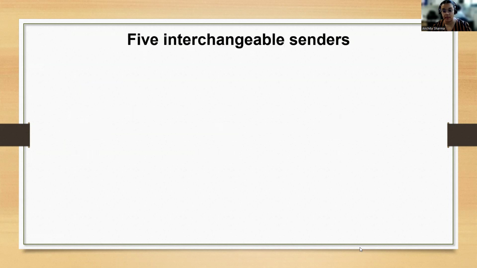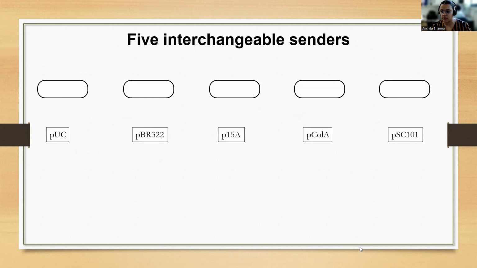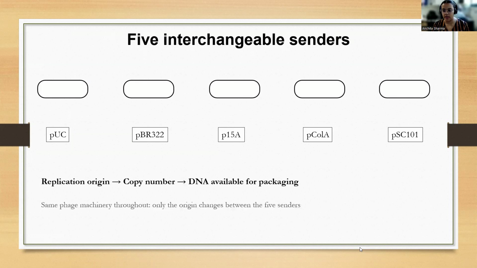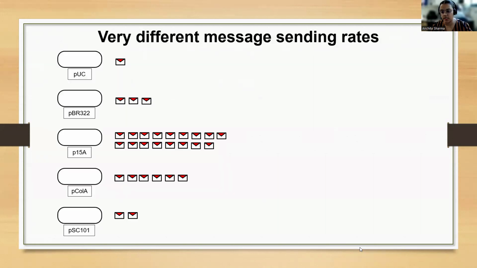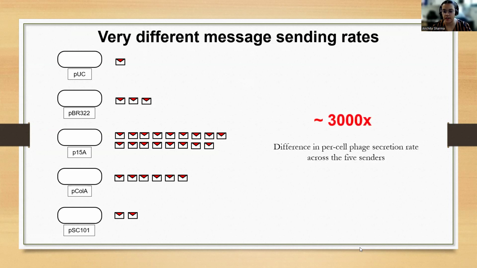The DNA package itself sits on a phagemid, and we built 5 sender variants that use identical phage packaging machinery but differ only in the origin of replication. This part sets how many copies of the phagemid are available inside the cell to be packaged. That one change is a huge lever. Per cell secretion rate varies almost 3,000-fold across the 5 senders just from swapping which origin the phagemid carries.